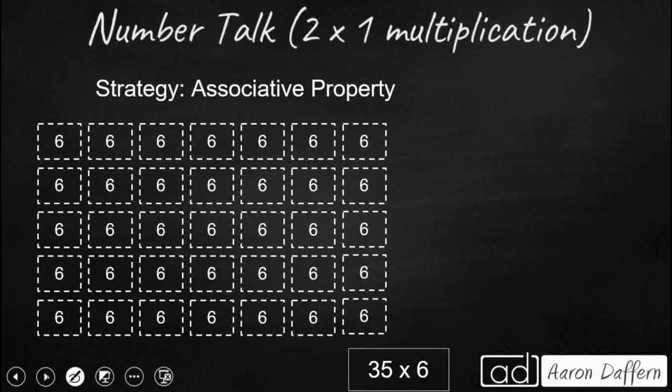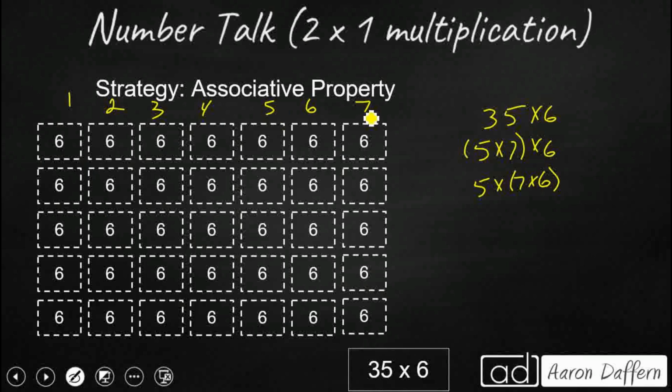And then finally, we can use another type of associative property here. We could do our 35 times 6, and we're just going to break apart our 35 slightly different. We're going to say 5 times 7 rather than 7 times 5. We're still going to do that same thing, but now I just want to look at groups of 42, because this is what I have here. I've got 1, 2, 3, 4, 5, 6, 7. I've got 7 groups of 6, and that's going to make me 42.